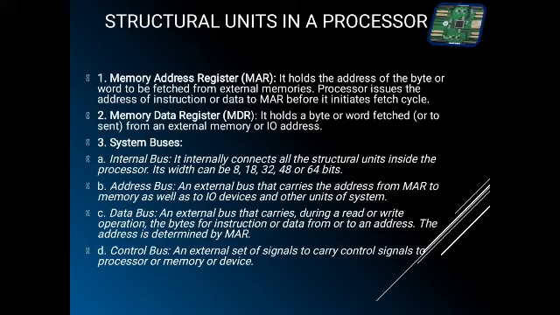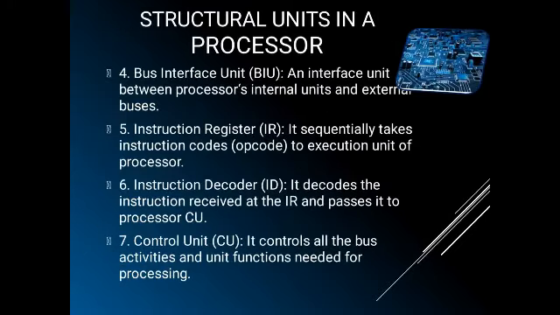Then the data bus, it carries the data to be processed. Then the control bus, it carries the control signals from the control unit to other units. Then the bus interface unit, an interface between the processor and internal units and the external buses.